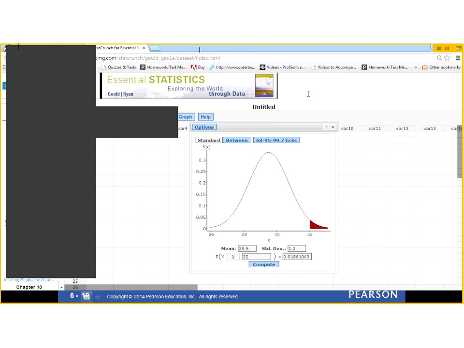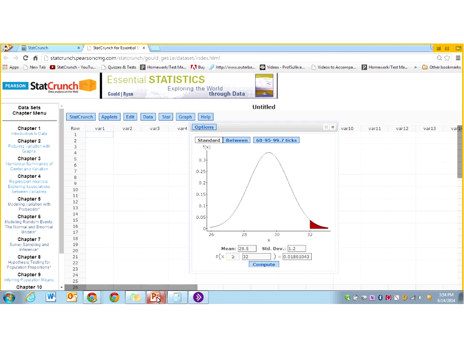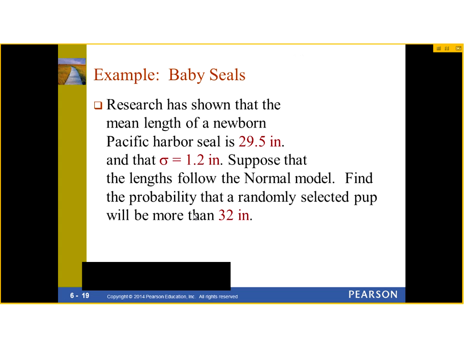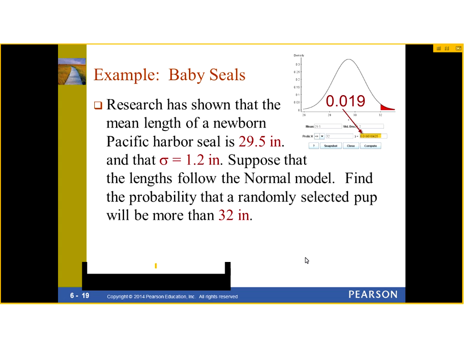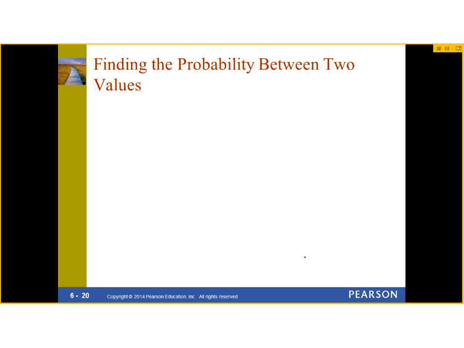All right, let's look at the next slide, which is going to go back over that for us. 0.019. And you just be careful if you're working homework problems that you round to the number of decimal places that it indicates it wants you to round to.